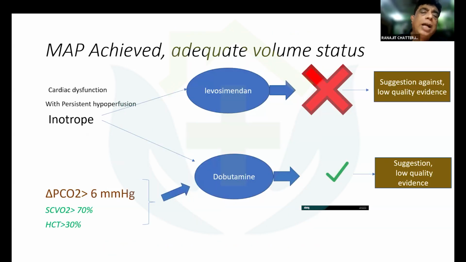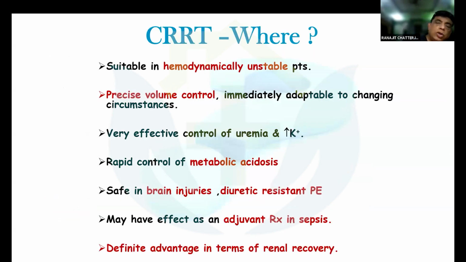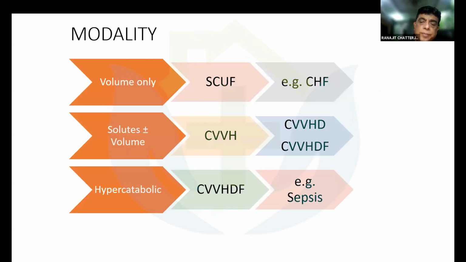Now, when to start CRRT? So this is a question. When to start RRT? So RRT may be a CRRT or maybe an IRRT, that is the intermittent renal replacement therapy. So CRRT is a continuous renal replacement therapy. The intermittent one is either intermittent hemodialysis, sustained low efficiency daily dialysis, or peritoneal dialysis.